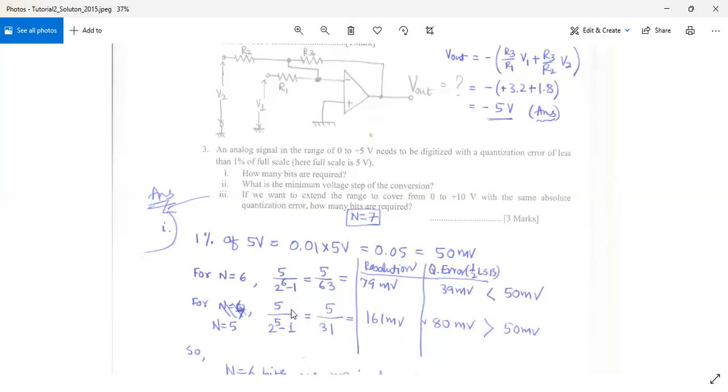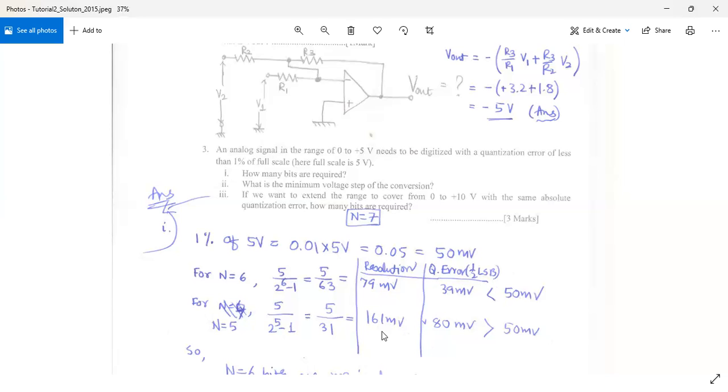our resolution value is basically equivalent to 5 volt, or Vref, divided by 2 to the power of n minus 1, isn't it? That's the formula for our resolution. So if we set n to be 5, it will be 5 divided by 2 to the power of 5 minus 1, which is basically going to give us 5 divided by 31. So the resolution of this is basically equivalent to 161 millivolt.